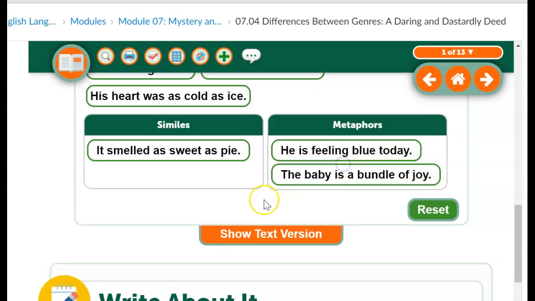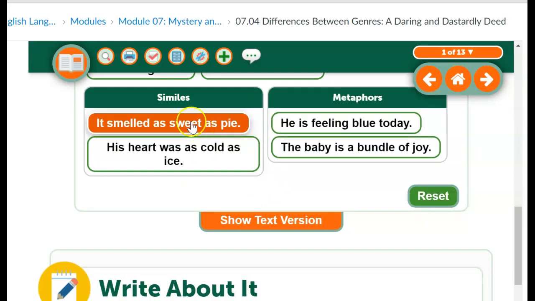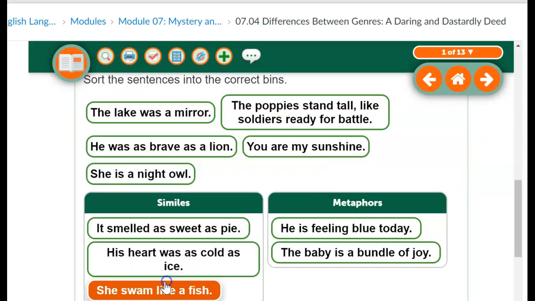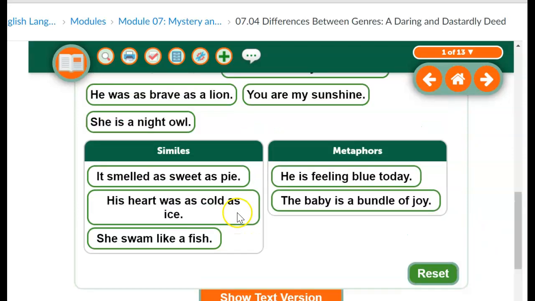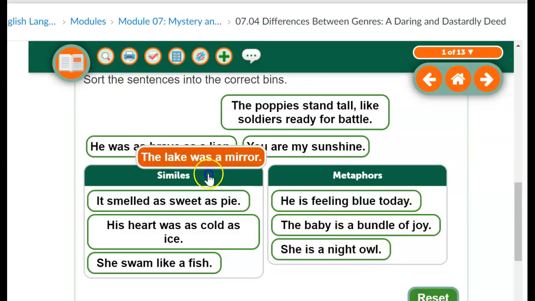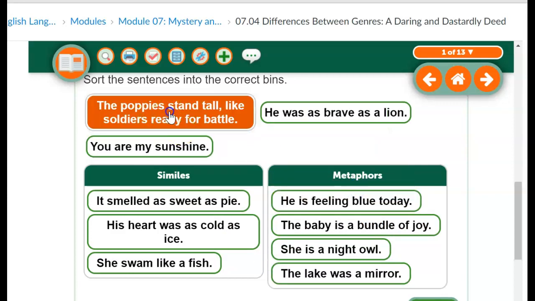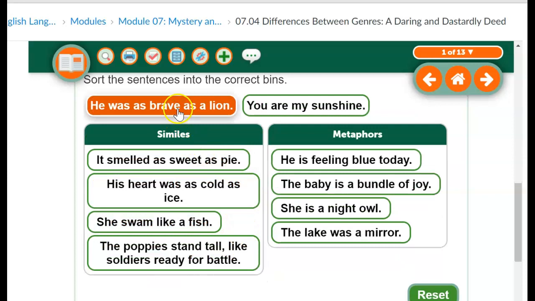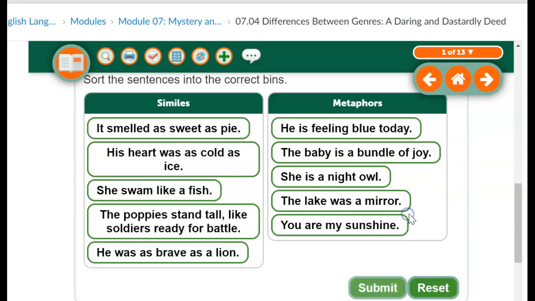The baby is a bundle of joy. His heart is as cold as ice. So remember, similes we use like or as. She swam like a fish. Does that mean she turned into a fish and started swimming? No, probably not. She is a night owl. The lake was a mirror. The poppies stand tall like soldiers ready for battle. So here's one that has the word like. He was as brave as a lion. And you are my sunshine.